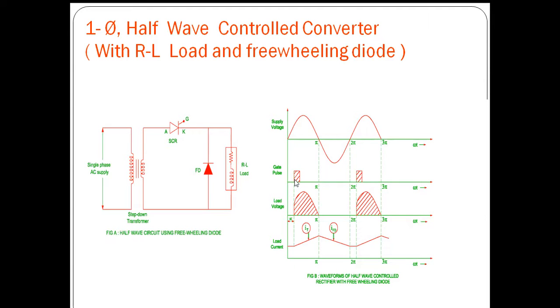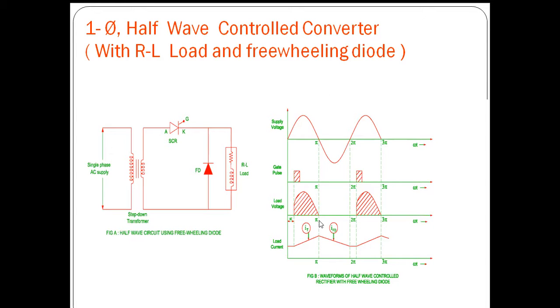At alpha, we apply the firing pulse. So the output voltage starts following the input voltage from alpha onwards. The output voltage is the same as the input voltage from alpha onwards, and it continues up to pi.